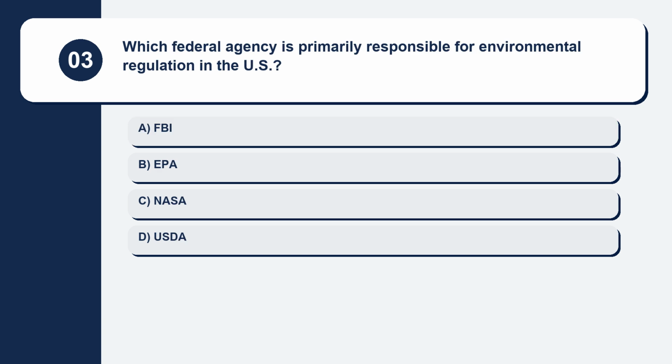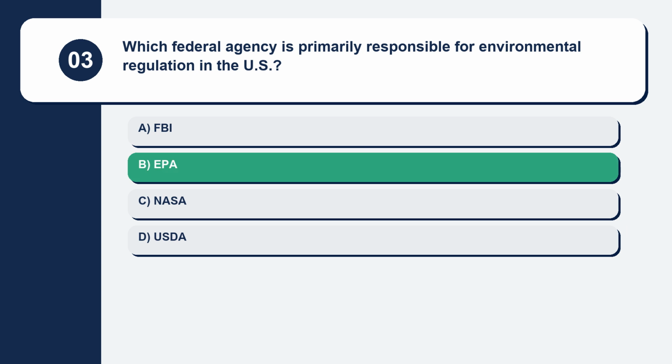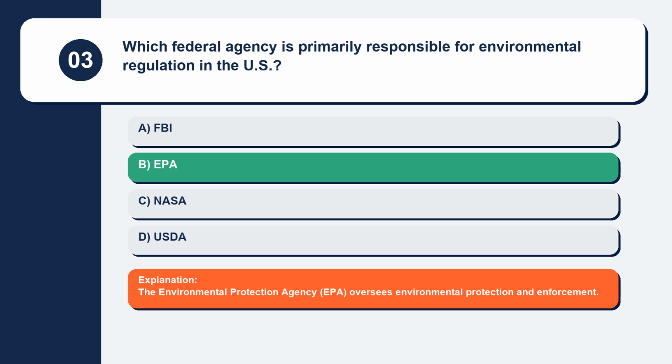Question 3. Which federal agency is primarily responsible for environmental regulation in the U.S.? FBI, EPA, NASA, USDA. The Environmental Protection Agency, EPA, oversees environmental protection and enforcement.